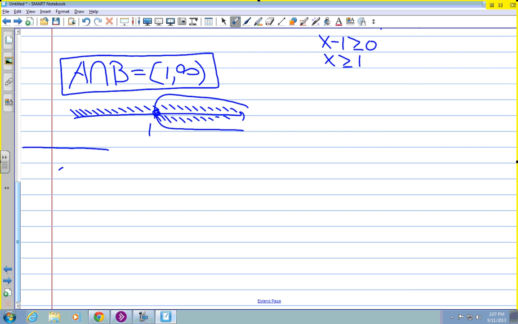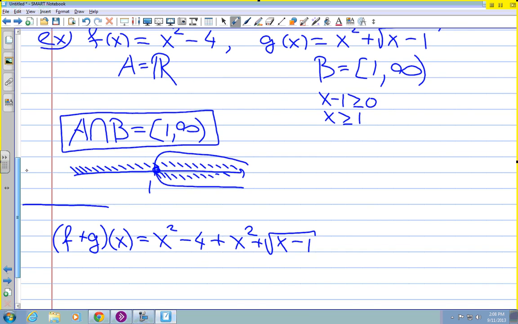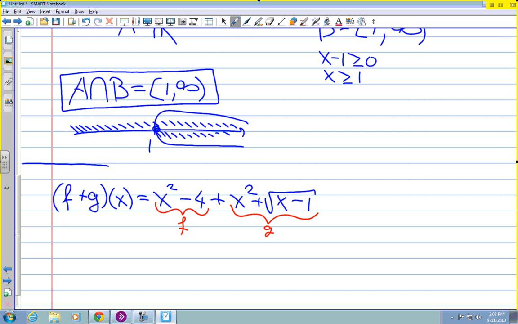So let's find f plus g of x. That's just taking f, x squared minus 4, adding g to it, and g was x squared plus square root of x minus 1. Am I remembering that correctly? So this is f, and this is g.